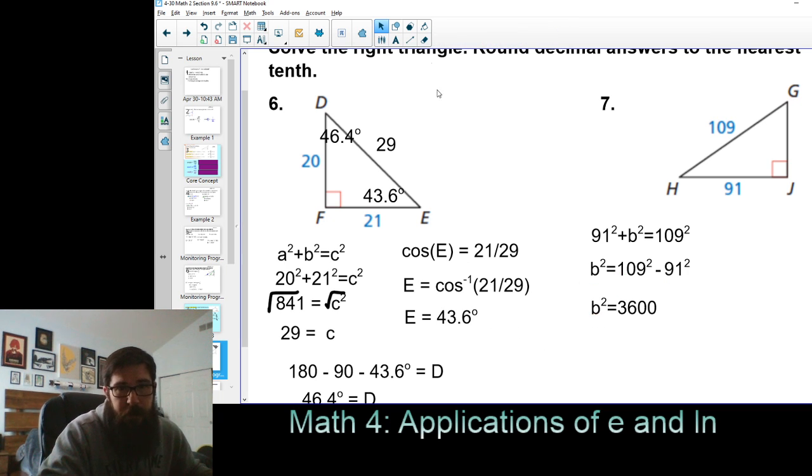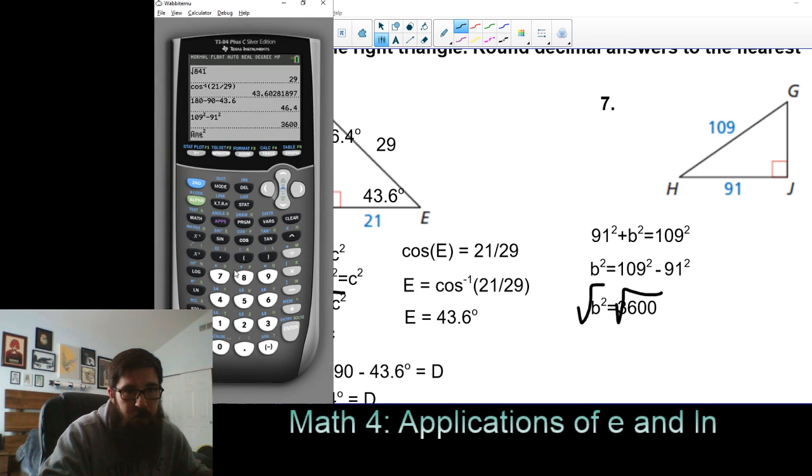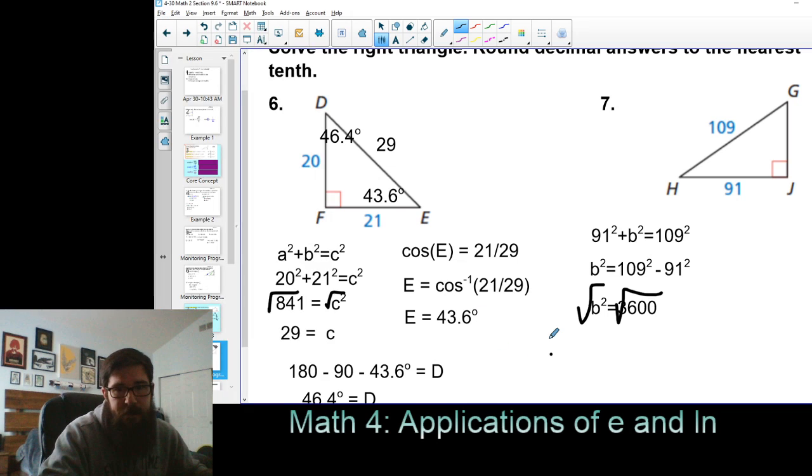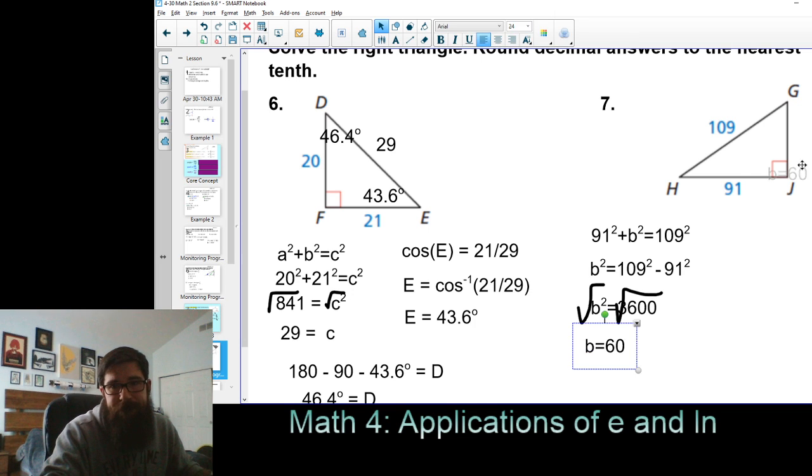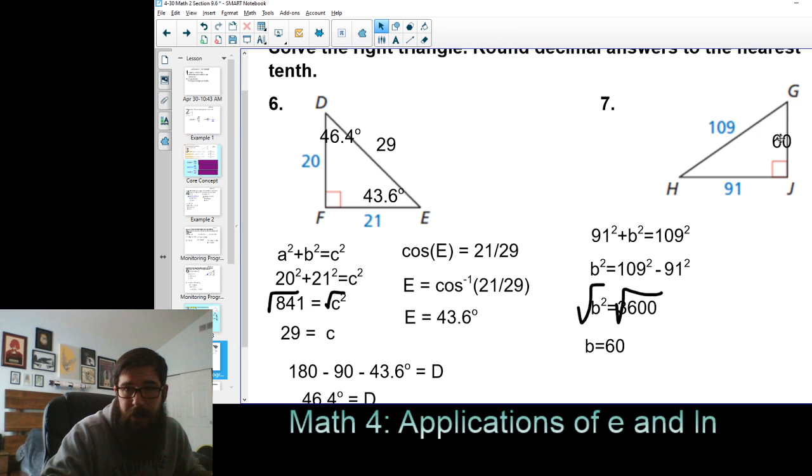Can you guess what the square root of that guy is going to be? We take a square root of both sides to get it by itself. Second square root of 3,600. Hey, it's 60. So now I've got b is 60. I've got all three sides. Good. Now I got to get all three angles.